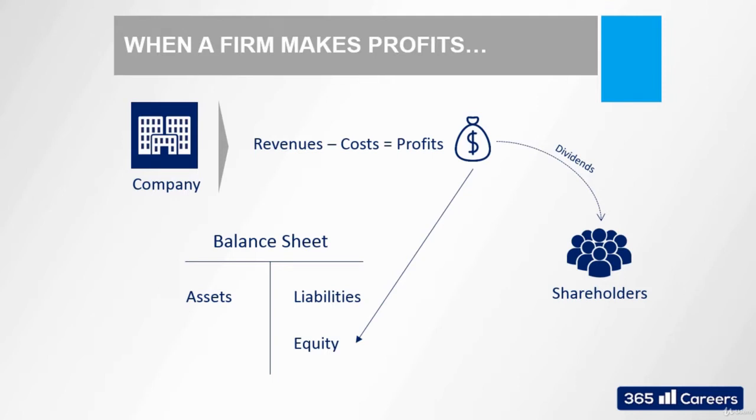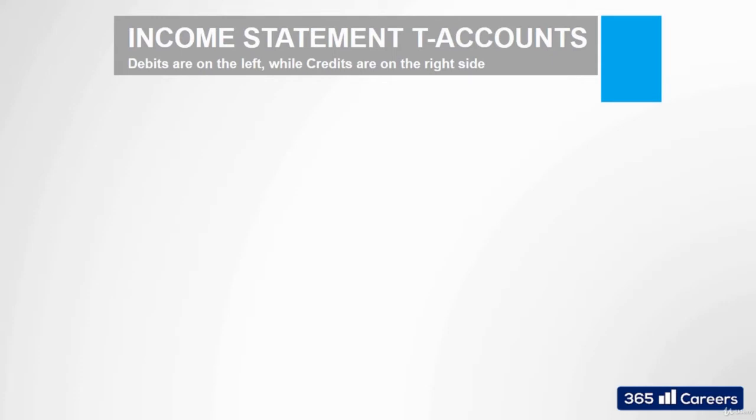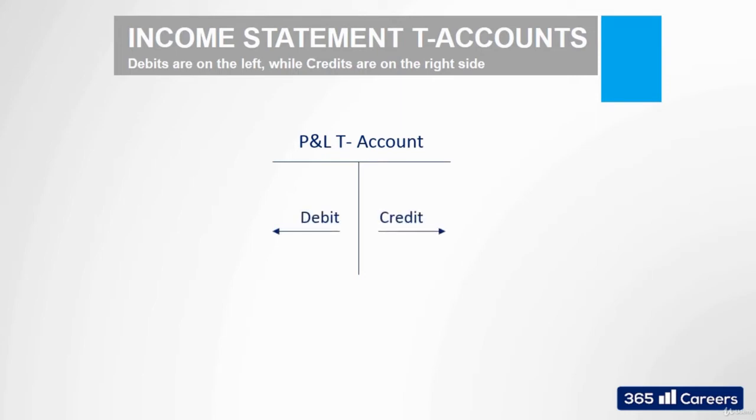When a firm makes profits, its equity capital increases, and conversely, if it produces losses, its equity capital decreases. This is straightforward because profits and losses belong to investors and are thus registered in equity. Now, having said that, we are ready to learn how to work with T accounts for income statement items. Similar to what we saw before, debits are on the left side, while credits are on the right side. This is something that will remain unchanged in all situations.